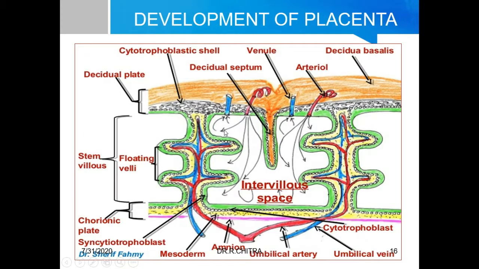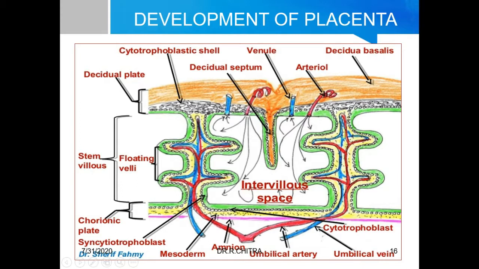So this is the diagrammatic diagram. This side is the chorionic plate and this is the decidual plate. In between these two plates are the stem villi, and extending from the stem villi are the free villi or floating villi, the branching villi. In between the stem villi is this intervillous space. It is lined on all sides by the syncytiotrophoblast. So these branching villi are the functional unit of the human placenta.